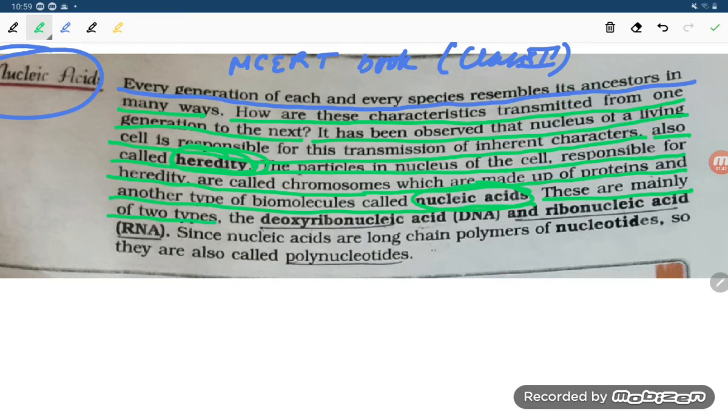These are mainly of two types. The first is deoxyribonucleic acid, that is DNA, and the other is ribonucleic acid, that is RNA. Since nucleic acids are long chain polymers of nucleotides, they are also called polynucleotides.